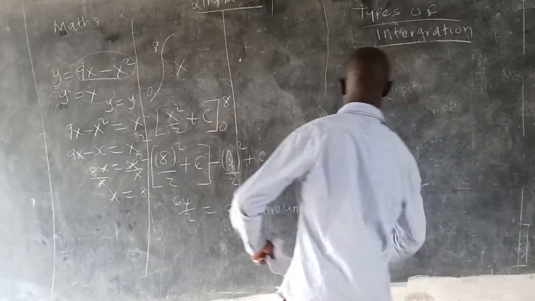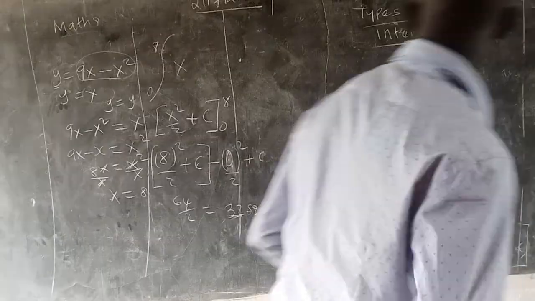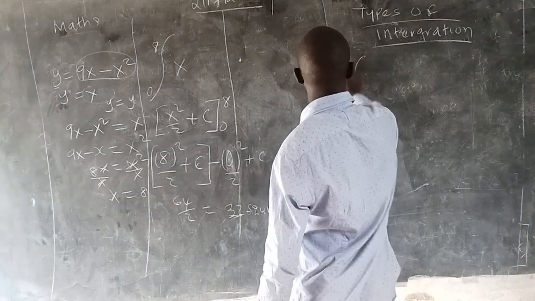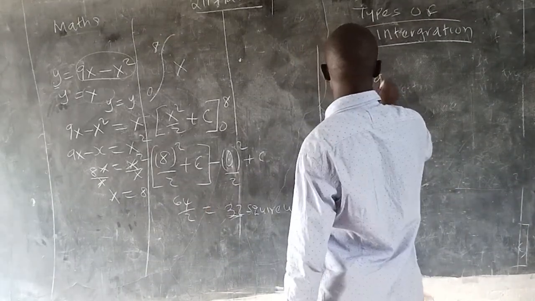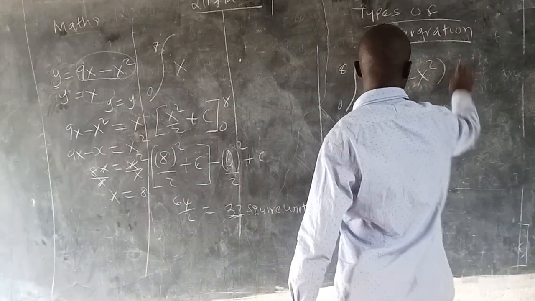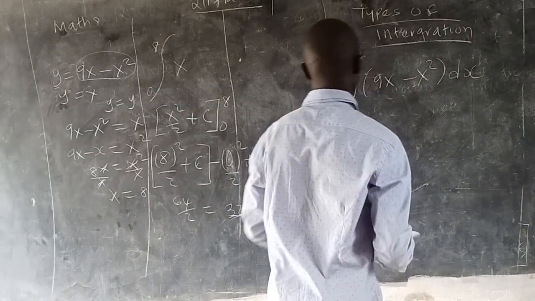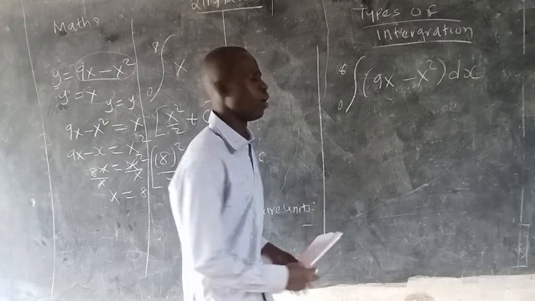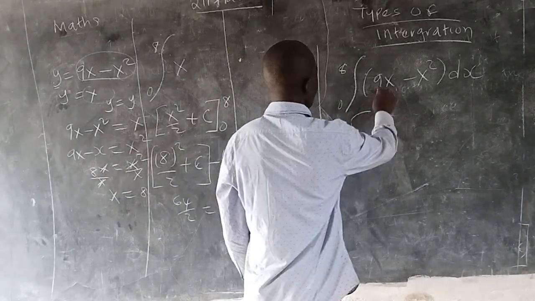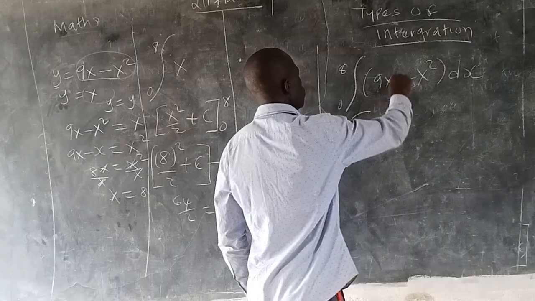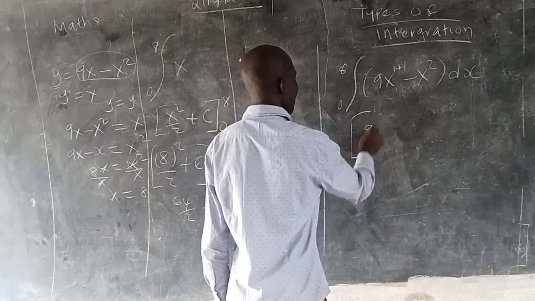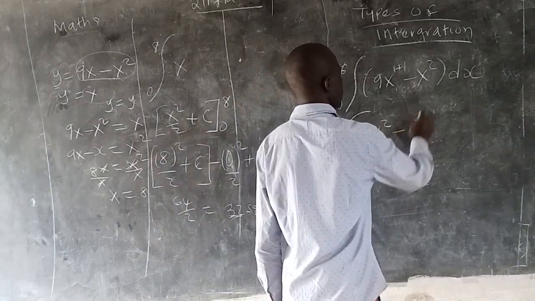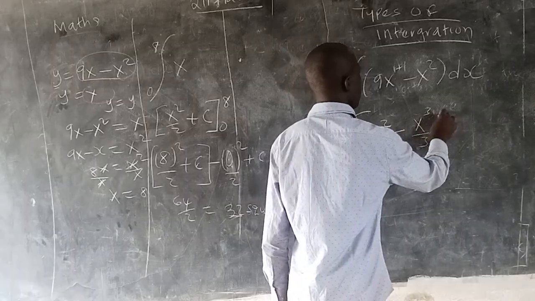Now the curve equation is given. We integrate from which limit? From 0 to 8. We integrate 9x minus x squared dx. So when we integrate this, the law of integration says we increase the power by 1 and divide by the new power. And therefore, if we have 9x, we increase the power by 1, it becomes 2. So it is 9x squared, we divide by the new power, 2, minus x, increase the power by 1, x cubed over 3 plus c.